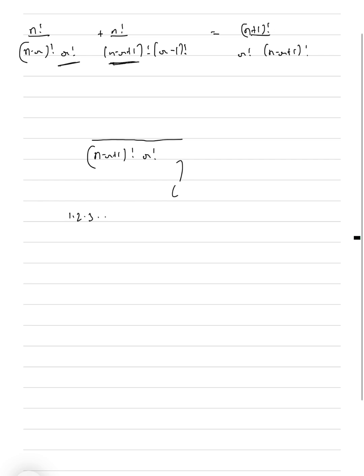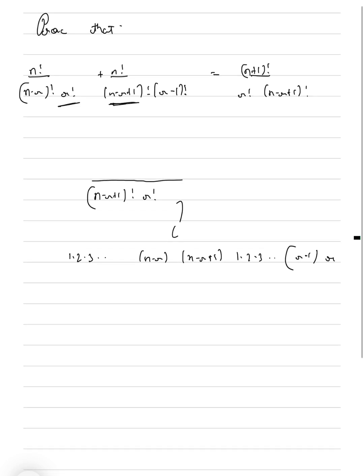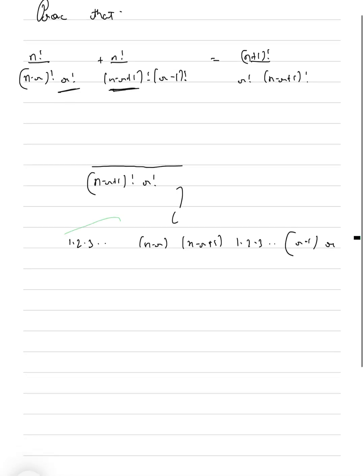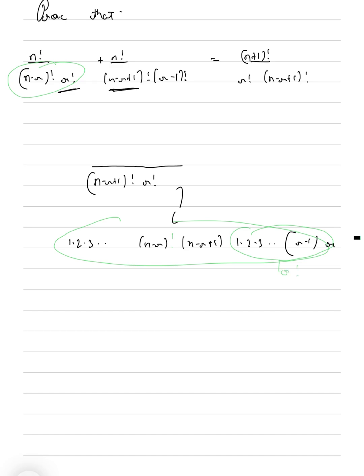So we have 1, 2, 3, dot dot dot, n minus r, n minus r plus 1, and then 1, 2, 3, dot dot dot, r minus 1, and then r. Now dividing this, clearly see what is going to happen here. Dividing this by this, this is this factorial, and this is entirely r factorial. So we are only left with this option. So multiplying n minus r plus 1 with factorial n, plus factorial n.